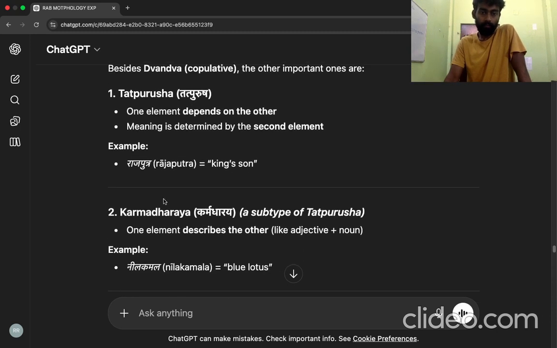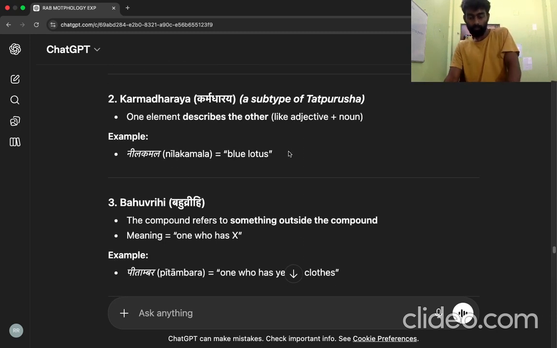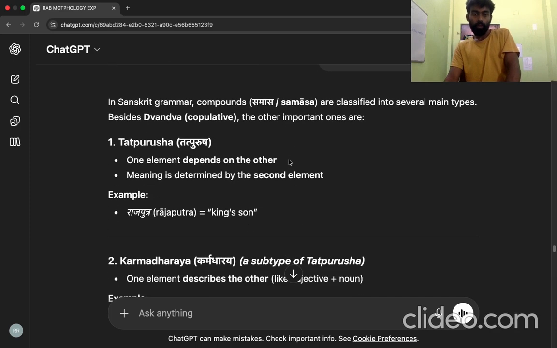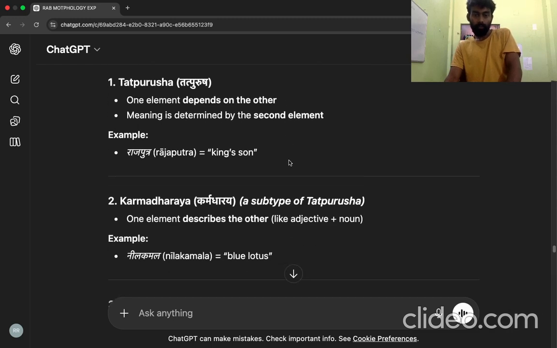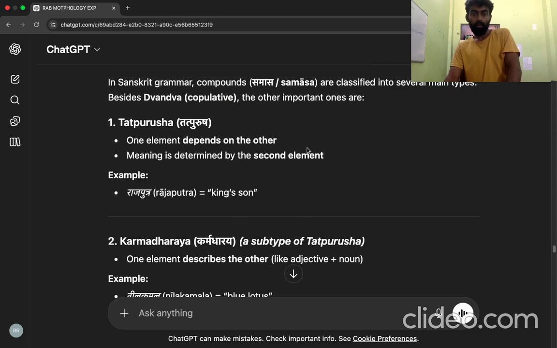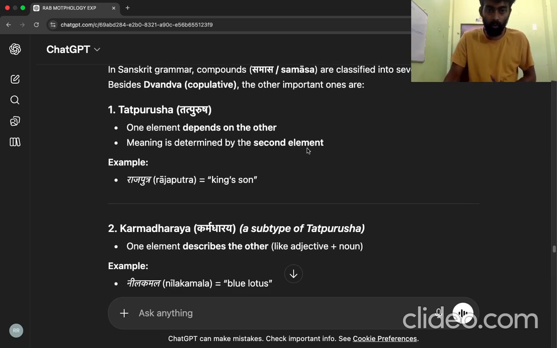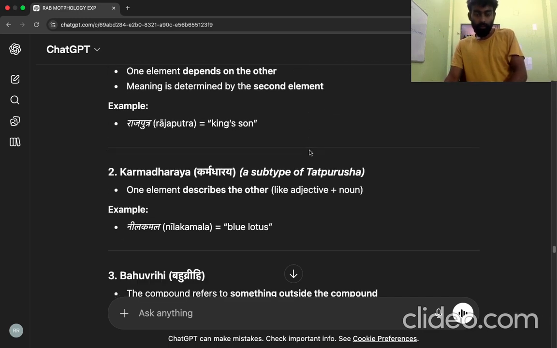2. Karmadharaya, a subtype of Tatpurusha. One element describes the other. So Tatpurusha is Rajaputra, and Karmadharaya is different. Tatpurusha is when one element depends on the other, and the meaning is determined by the second element. That's also one important thing.